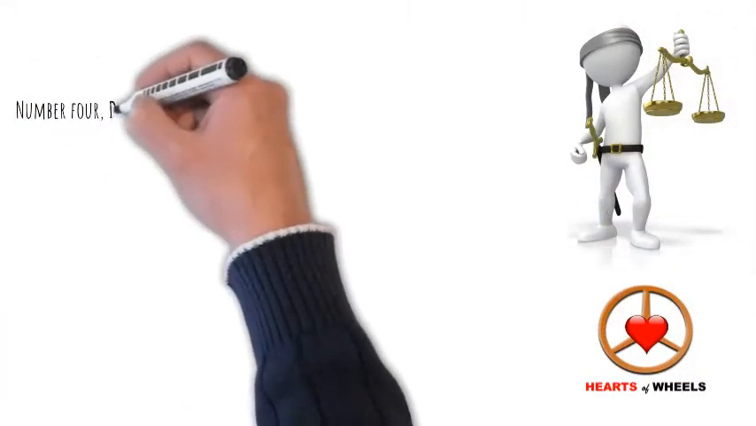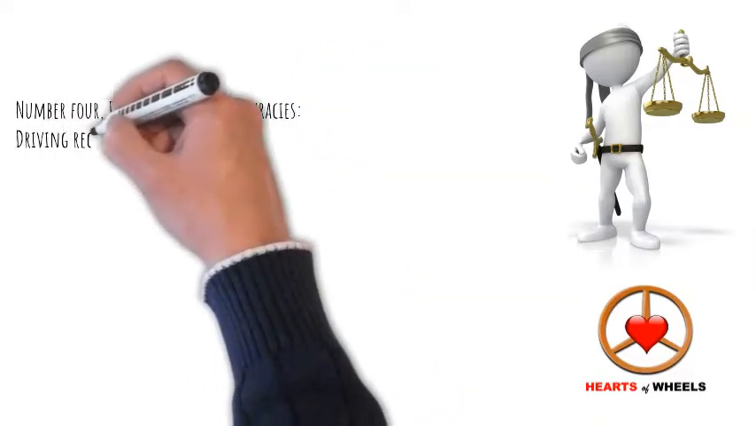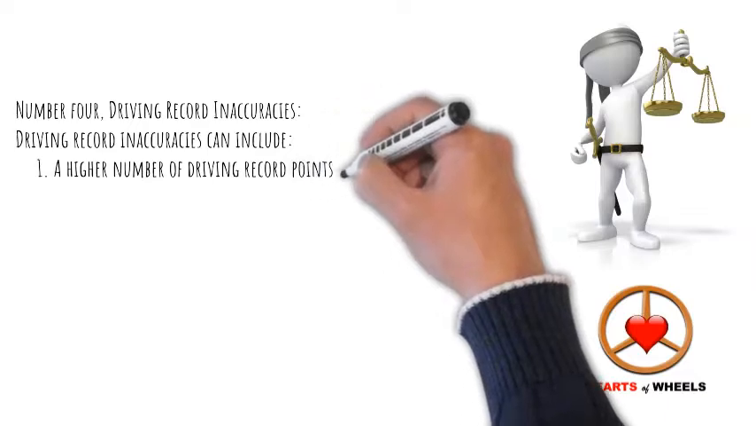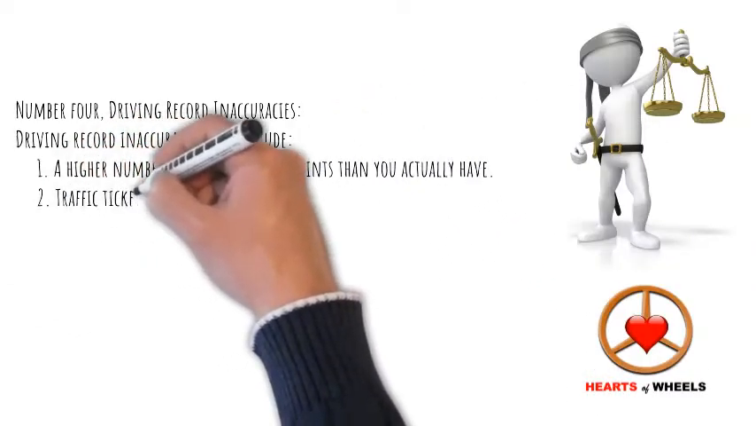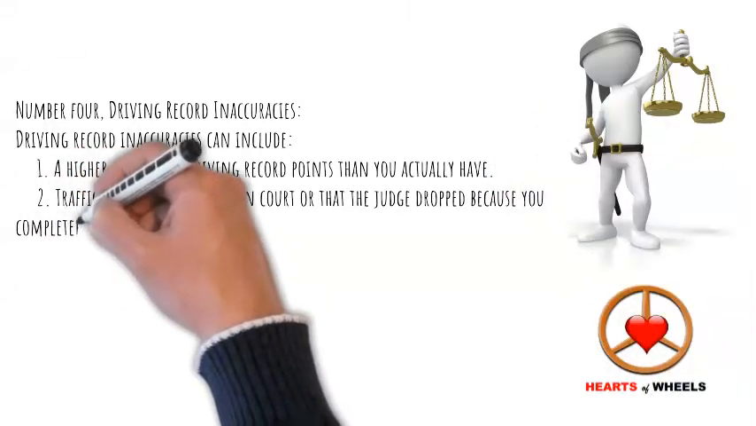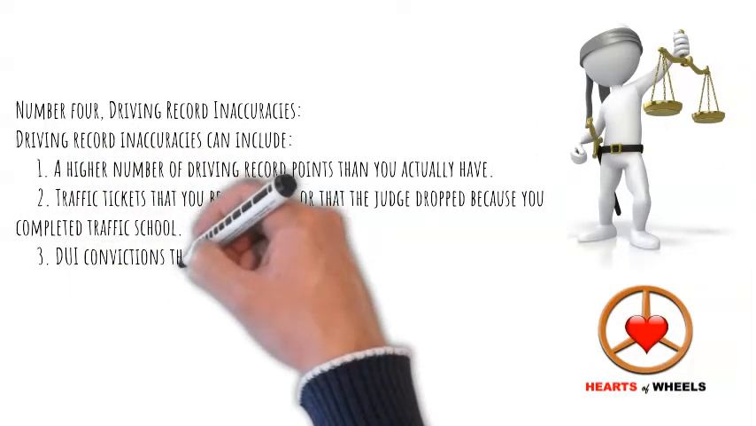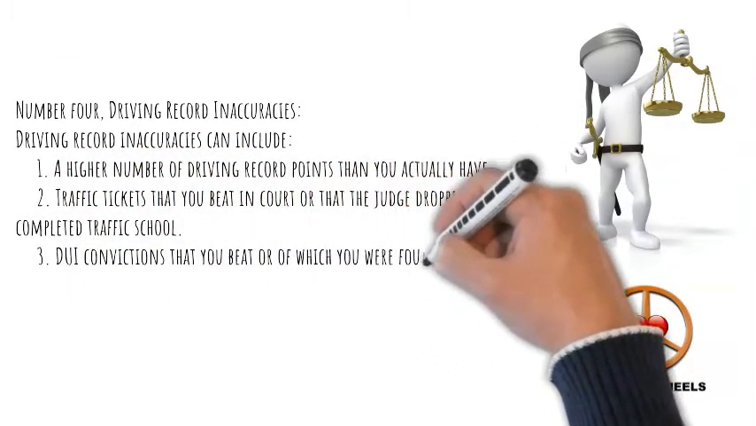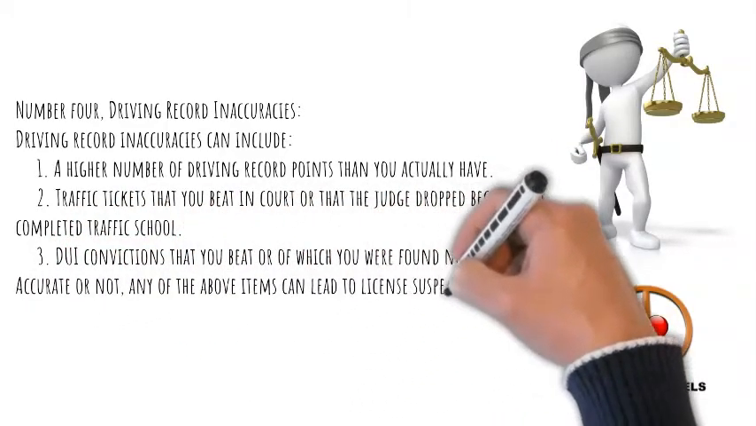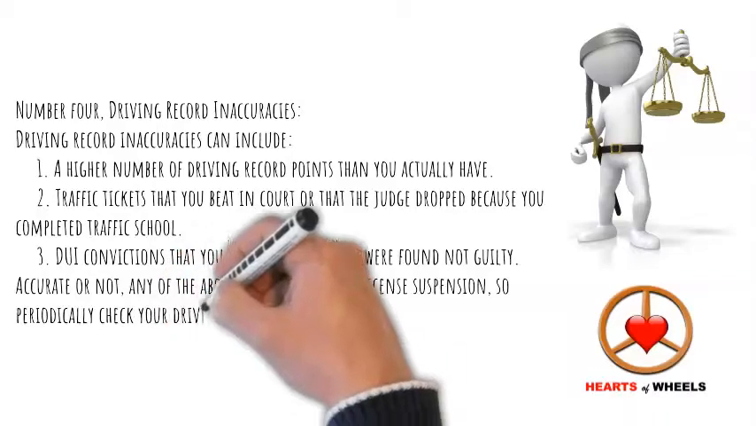Number 4. Driving record inaccuracies. Driving record inaccuracies can include 1. A higher number of driving record points than you actually have. 2. Traffic tickets that you beat in court or that the judge dropped because you completed traffic school. 3. DUI convictions that you beat or of which you were found not guilty. Accurate or not, any of the above items can lead to license suspension, so periodically check your driving record to make sure it reflects true information.